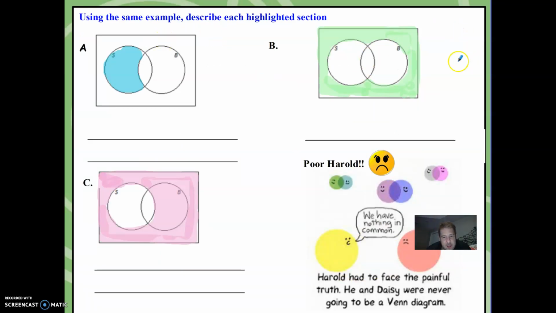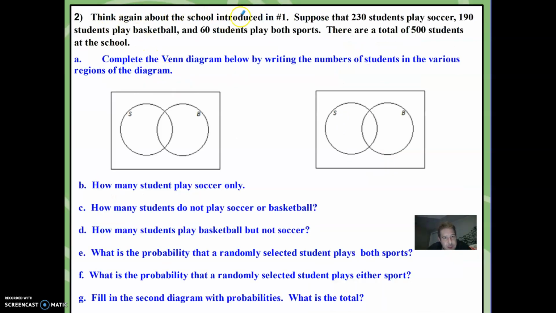All right, so we're going to use the same thing, but we're going to do it backwards. Given this, these would be the people who play only soccer. These are the people who don't play soccer or basketball. This one down here would be everybody who does not play soccer. Think again about how it was introduced. Complete the Venn diagram by writing the numbers of the students in the various regions.